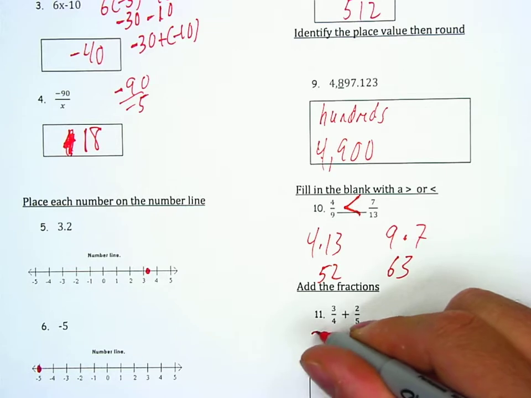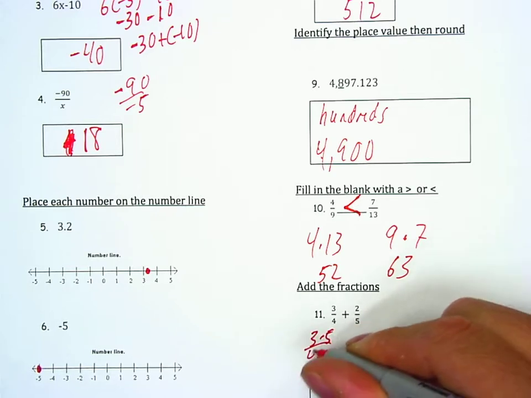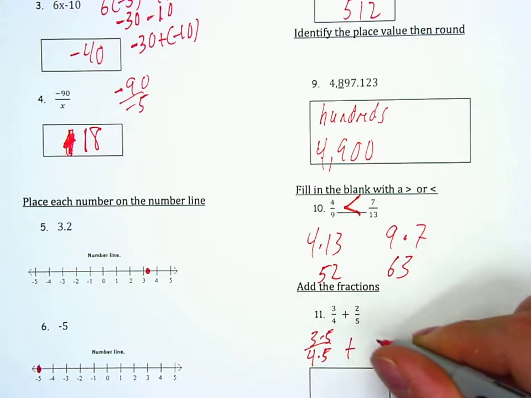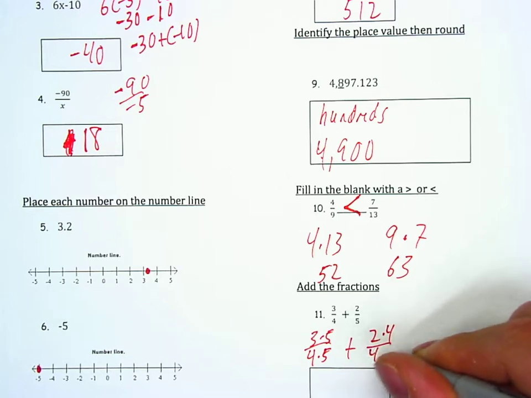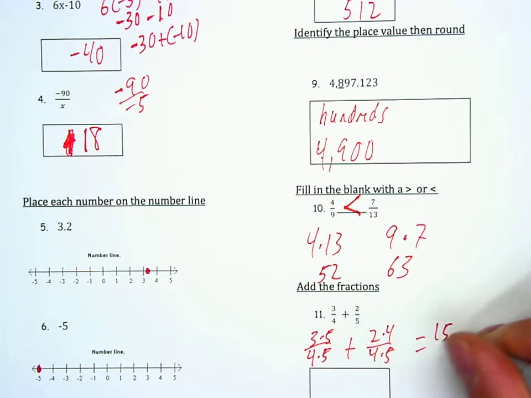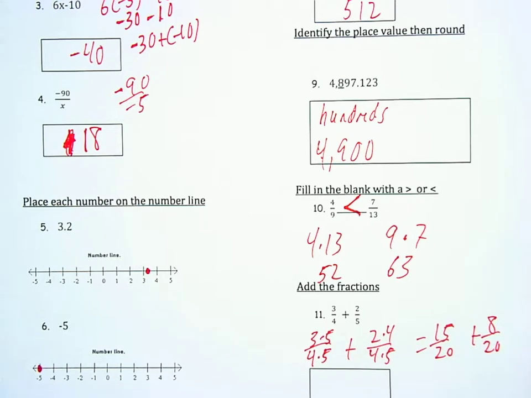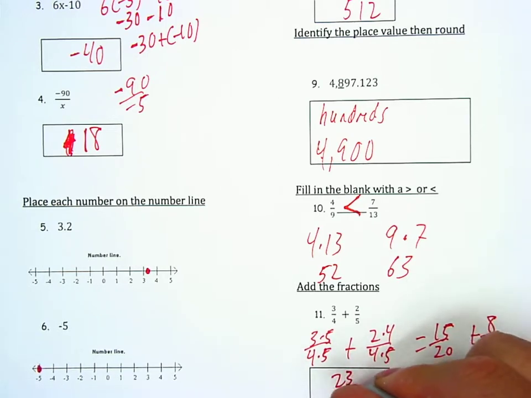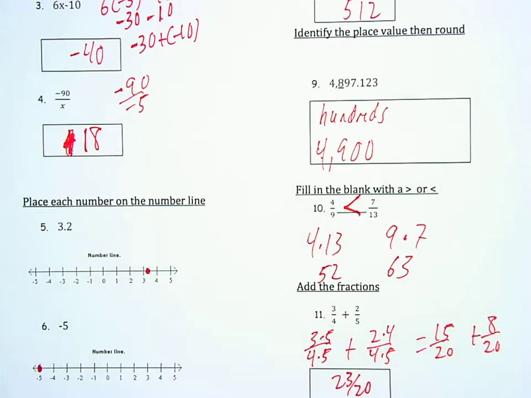Next question. 3 times 5 over 4 times 5 plus 2 times 4 over 4 times 5. So 15 out of 20 plus 8 out of 20 is the same as 23 out of 20 for my answer. All right, everything is worth 4 points as per usual, since there are 25 questions here on the test. So on the front side, I have 44 points possible. 44 out of the 100 on the front.